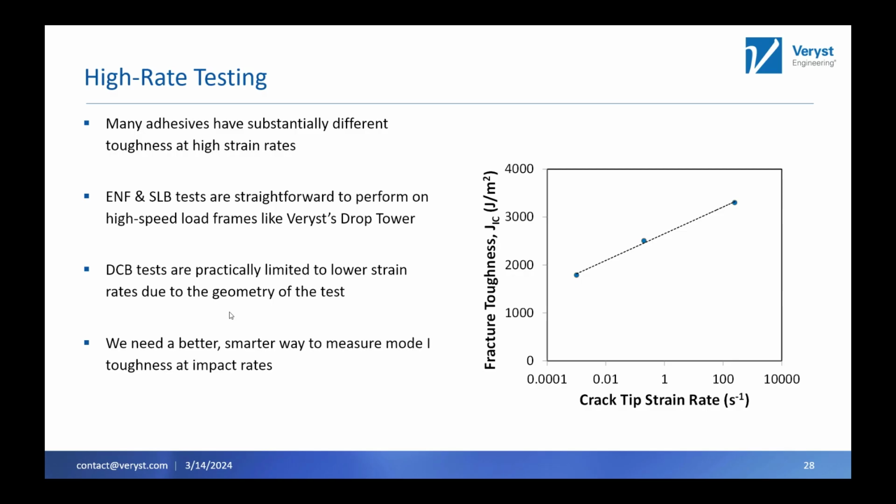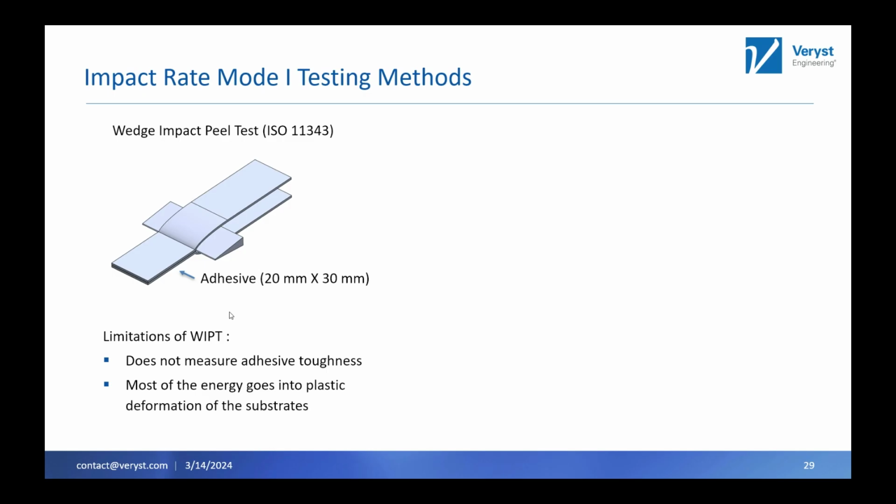So the fundamental challenge we posed to ourselves is how do we measure the mode 1 toughness at high strain rates, given that we fundamentally can't use the double cantilever beam specimen that we use at low rates. We looked through what's available for already known or standard tests for impact peel strength of structural adhesives. This particular ISO standard, the wedge impact peel test, uses an impact frame, much like our drop tower, to drive a wedge between two bonded adherends.